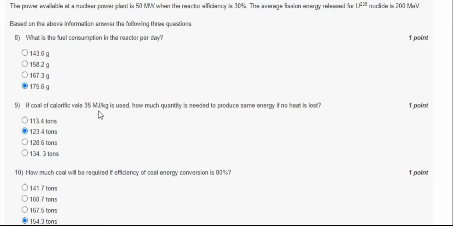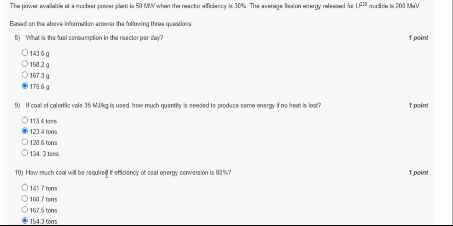If coal of calorific value 35 megajoule per kg is used, how much quantity is needed to produce the same energy if no heat is lost? So here the second answer, 123.4 tons, is the correct answer.